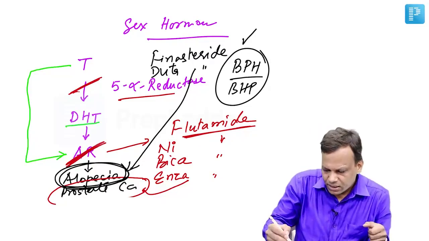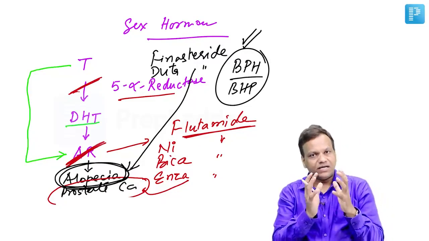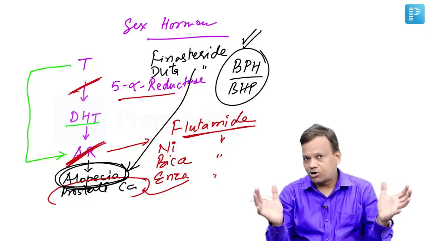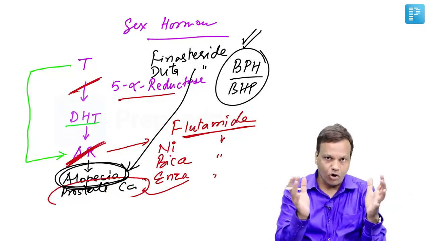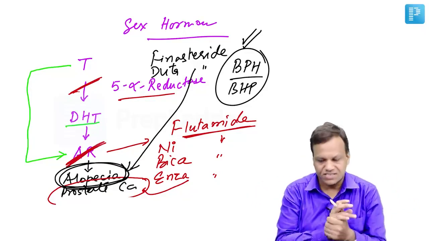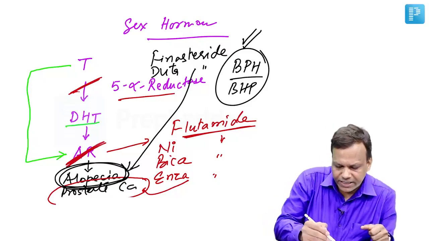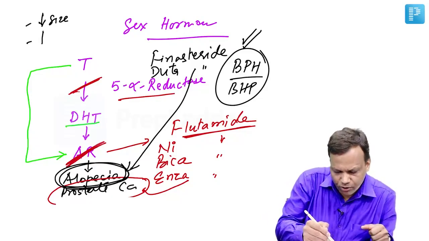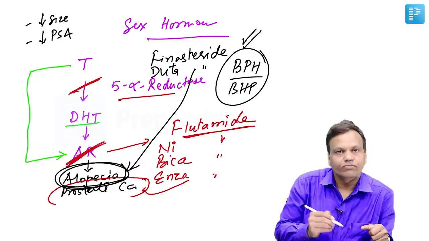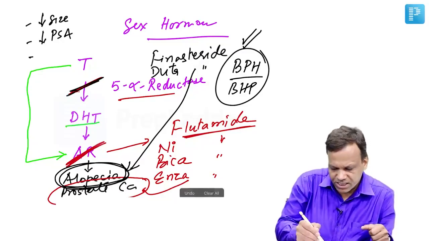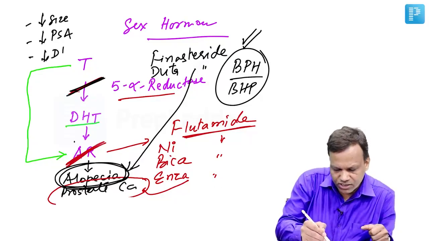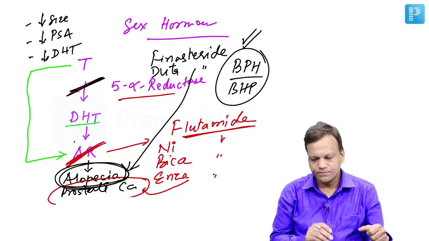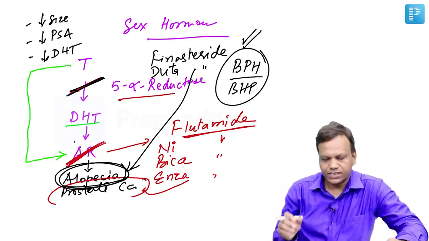But the important thing, in BPH, they take time. They will take a long time because the prostate has already grown, so few months to decrease its size. And apart from decreasing the size of the prostate, they will also decrease the prostate specific antigen. As we discussed, they are inhibiting this pathway, so they will decrease dihydrotestosterone also. Okay. So these are important points regarding drugs acting on testosterone.